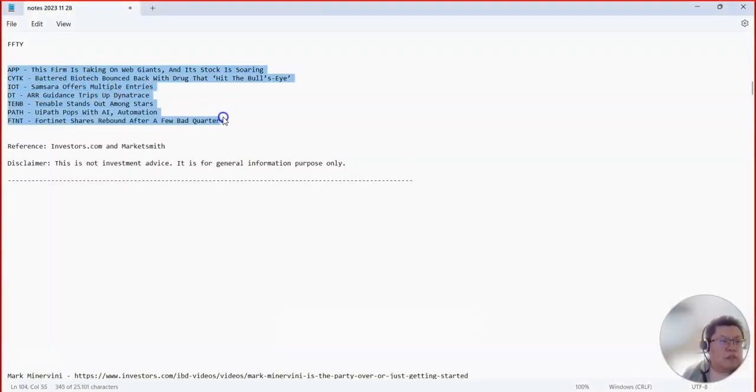Some of the stocks that IBD highlighted in articles this week: APP, which is taking on Web Giants, and this stock is soaring. CYTK, I don't follow this: Better Biotech bounce back with drug that hits the bullseye. IOT, Samsara, also multiple entries. DT, Dynatrace: R guidance trips up Dynatrace. Tenable stands out among stars. UiPath pops with AI automation. And Fortinet shares rebound after a few bad quarters. Those are some of the stocks that were highlighted.